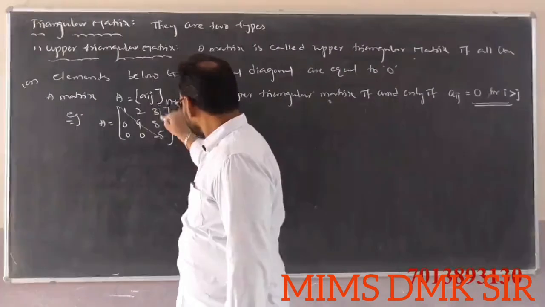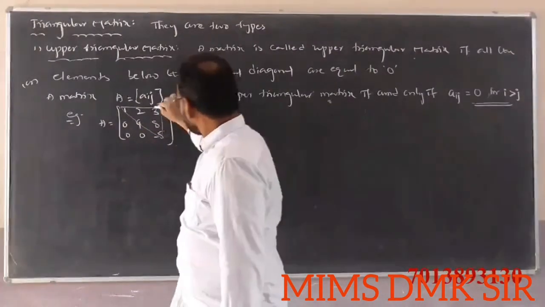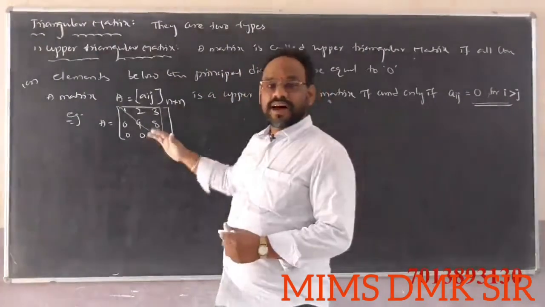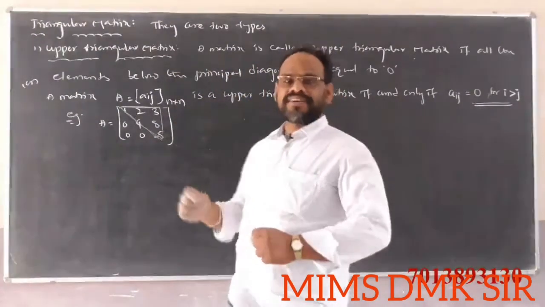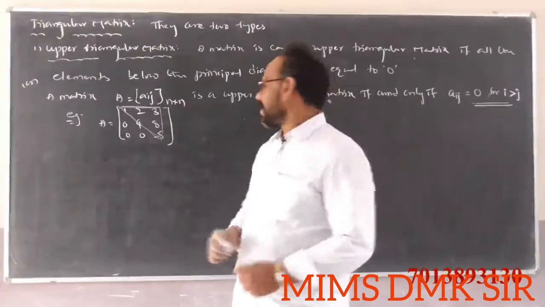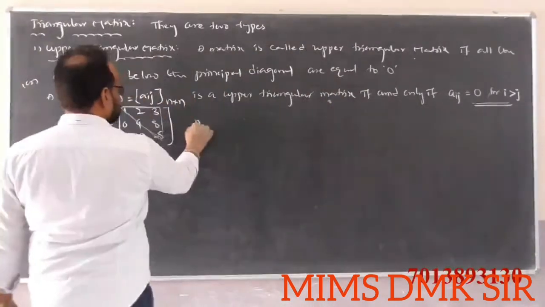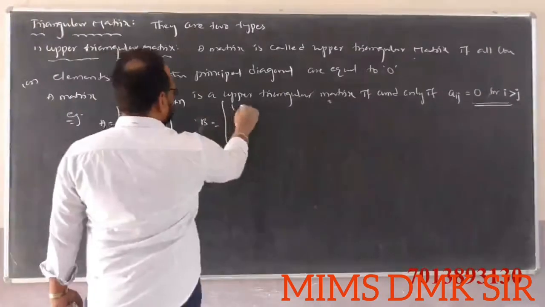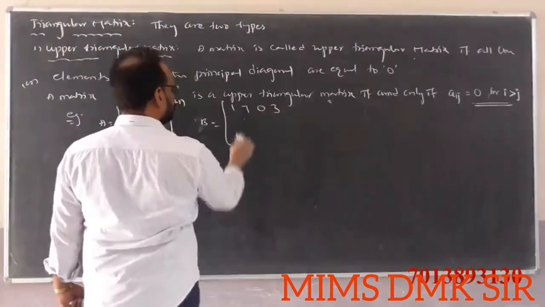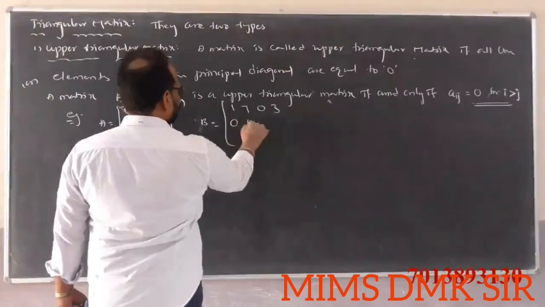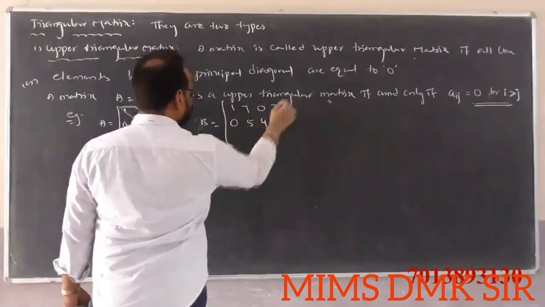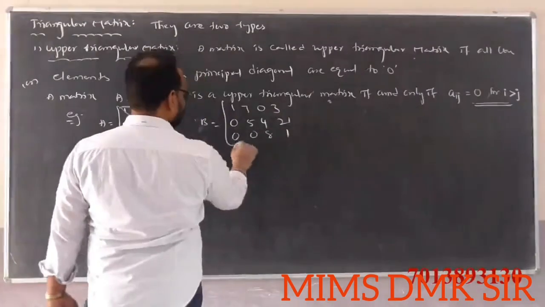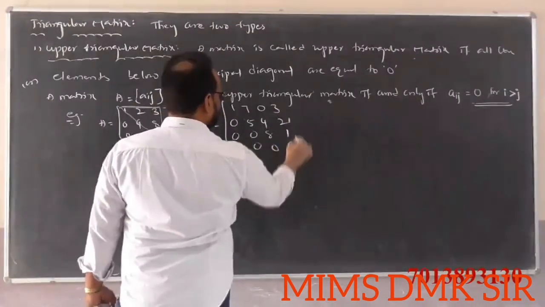This is an upper triangular matrix. It will form one triangle, that is the upper case. So this is an upper triangular matrix. Take another example, that is, take B equals 1, 7, 0, 3, 0, 5, 4, 2, 0, 0, 8, 1, 0, 0, 0, 6.